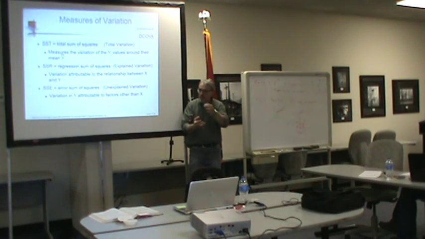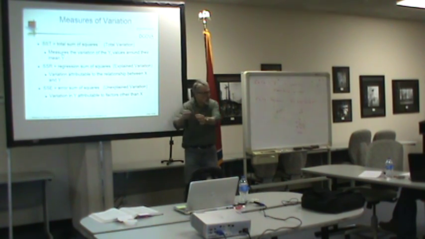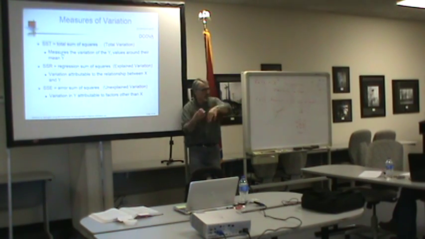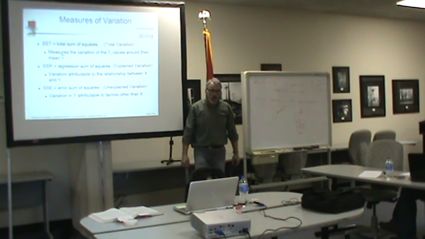Each data point away from the mean. The explained is, well, that's the part we understand, the linear part. It's explained because that's what we thought. We had some linear relationship. The unexplained is these little random errors off of the line.